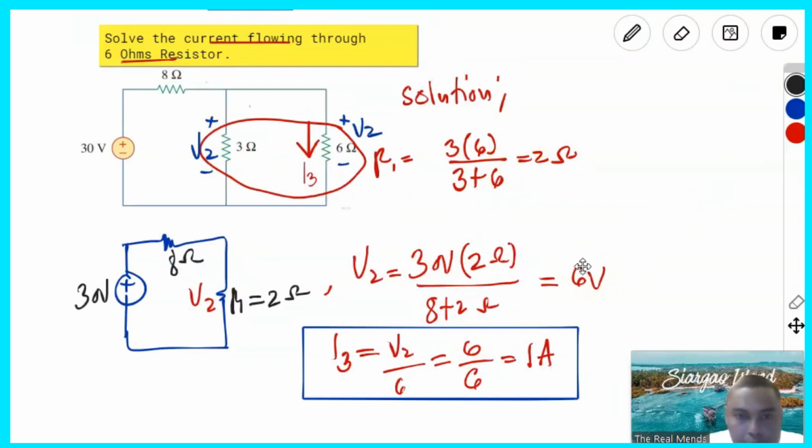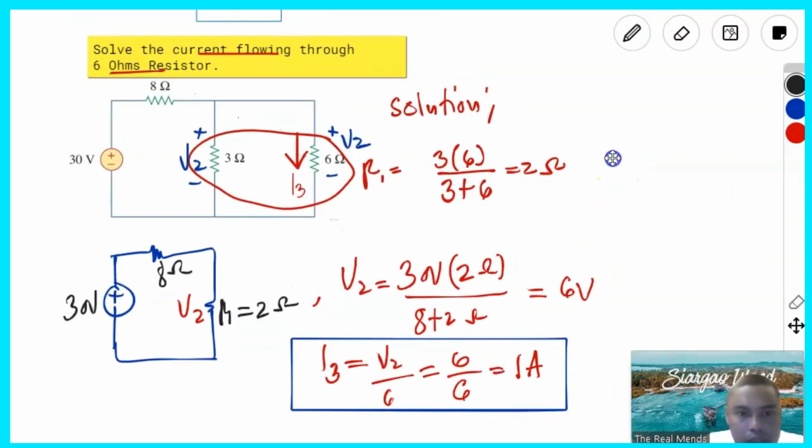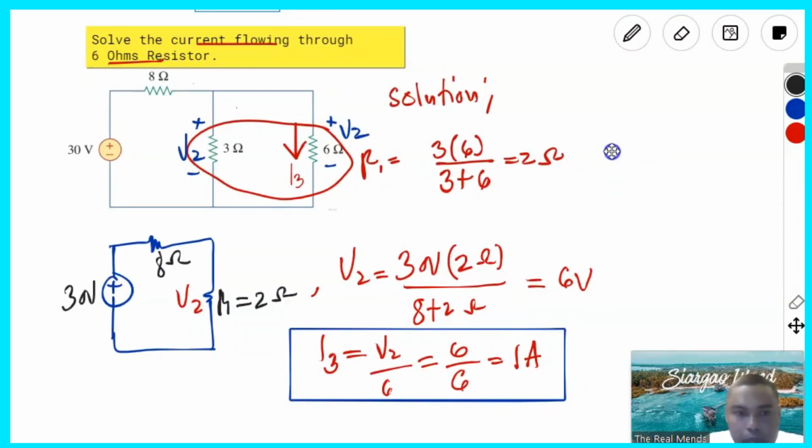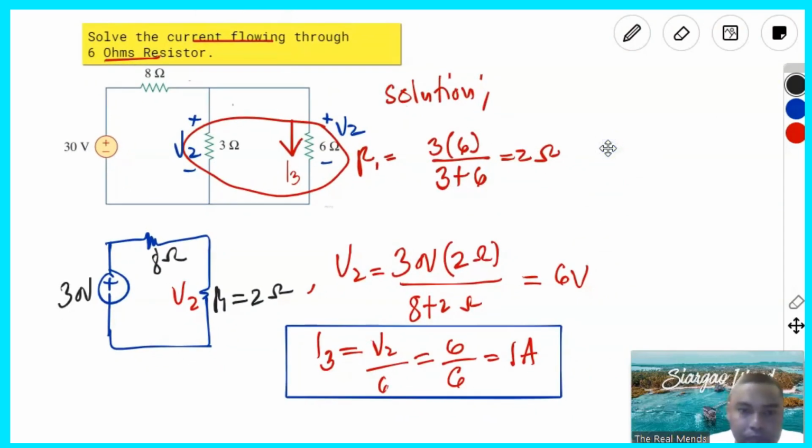So the next, let's solve again this problem using KCL and KVL. So for sure yung kanilang answer dapat magtugma sa value na 1 ampere.